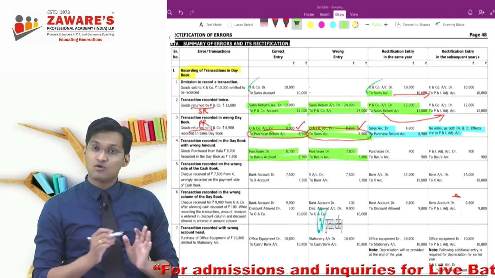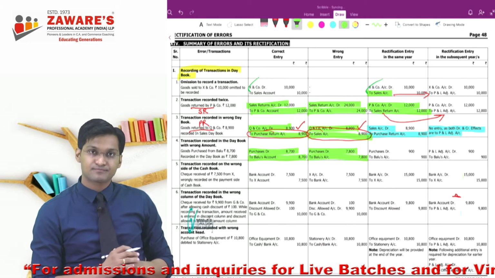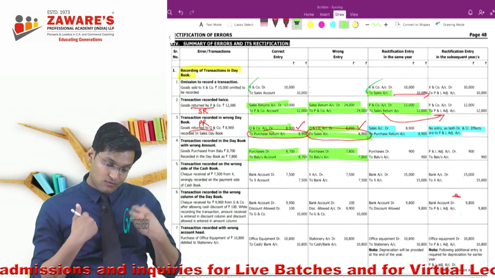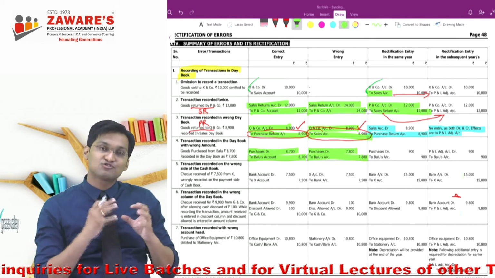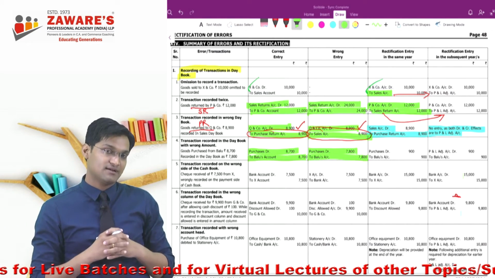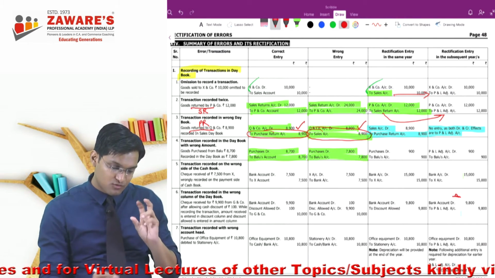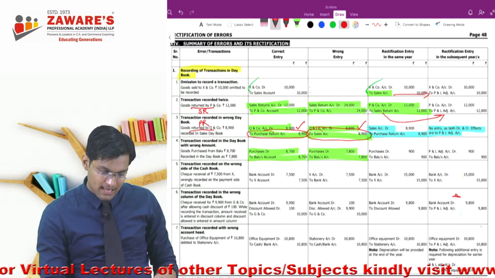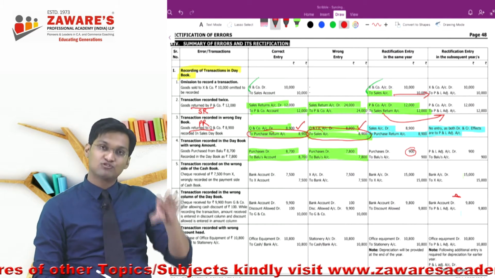Purchase account debit होना चाहिए था. Purchase account debit हुआ है. लेकिन परचेज अकाउंट कितने से डेबिट होना चाहिए था? 8,700 and it has been actually debited with 7,800. Can I say it is short debited? When it is short debited, you will debit with the differential value, and that is how much? 900 rupees. Similarly, Balu's account should have been credited.